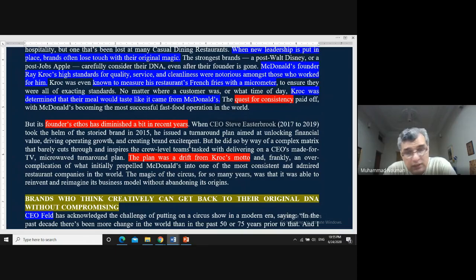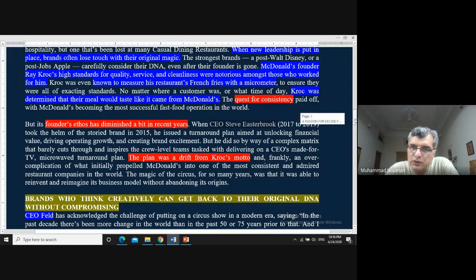However, the author of this handout believes that this plan was a drift from Mr. Ray Kroc's motto or his original idea behind McDonald's and what it should be. So the author believes that the company struggled. Some of you might know that Mr. Steve Easterbrook is no longer the CEO. He was removed from his position by the board of McDonald's in 2019 due to a scandal within the company, and since then, Mr. Chris Kempczynski, if I'm pronouncing the name correctly, is the CEO of the company.